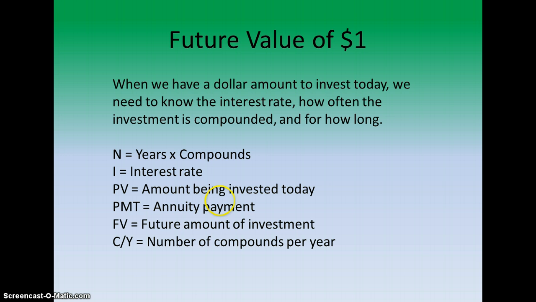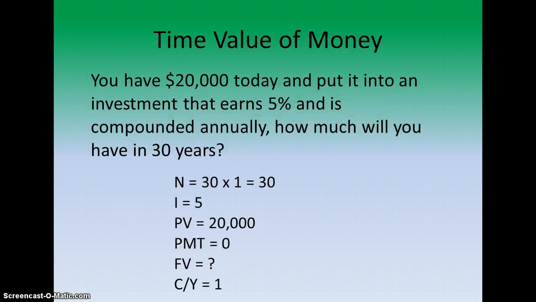And then the C/Y is the number of compounds per year. If it compounds quarterly, we put in 4. If it compounds semi-annually, we put in 2. If it's annual, we type in 1.